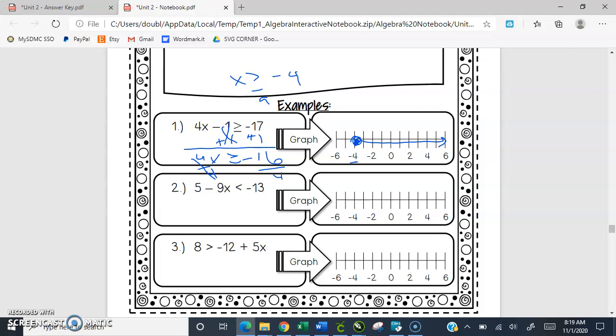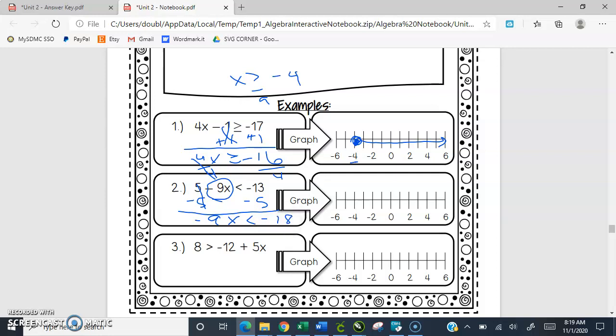For the second one, we have 5 minus 9x is less than negative 13. So we got to get negative 9x by itself. So we got to get rid of this 5. So we subtract 5 from both sides. These cancel out, leaving me with negative 9x is less than negative 13 minus 5. There's two negatives and we're combining them. So we want to keep the sign and add the number. So 13 plus 5 is 18.